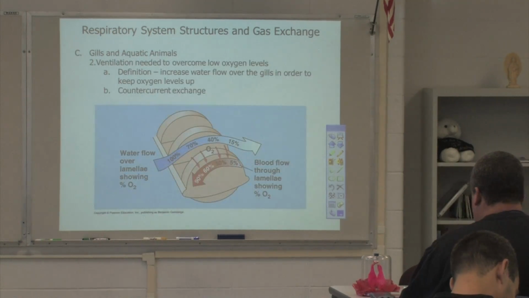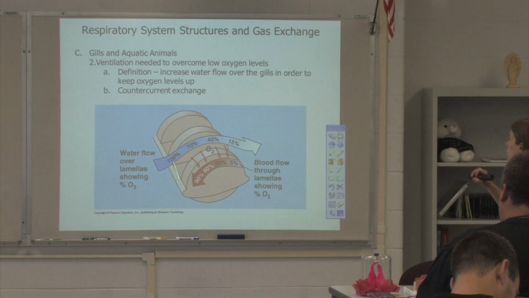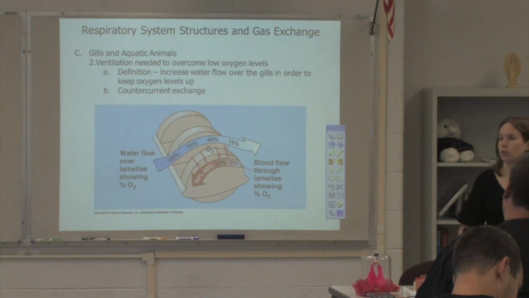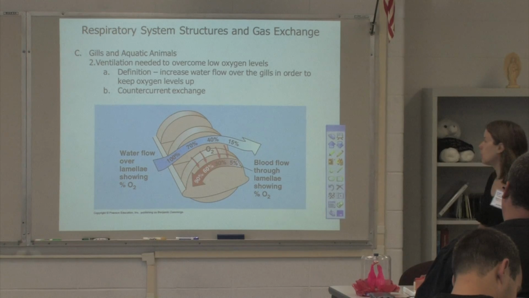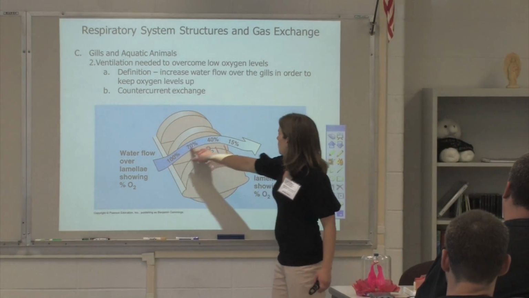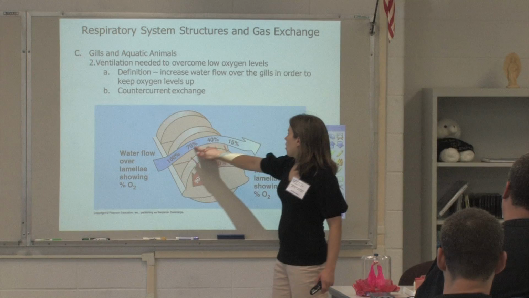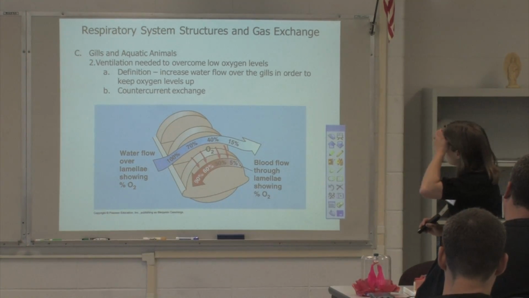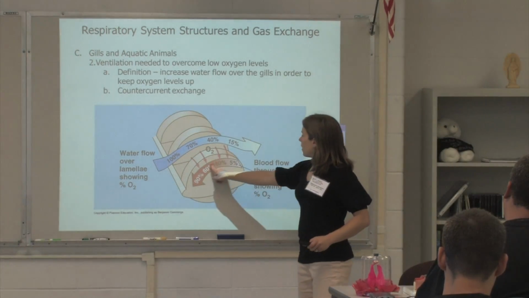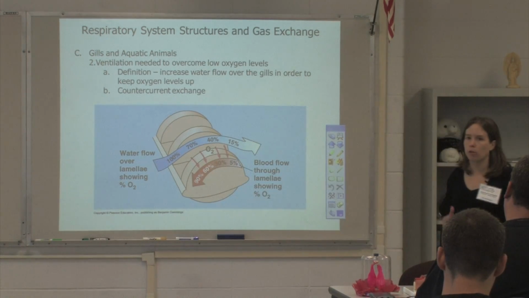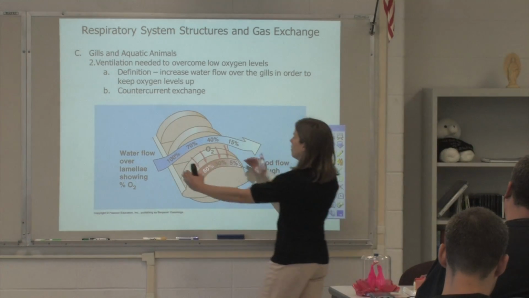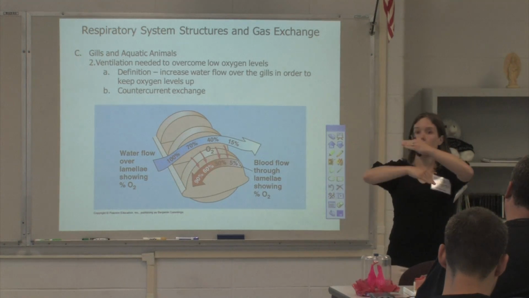Here is a figure that shows what countercurrent exchange is, and I'm going to walk you through what it is and then why it's beneficial for maximizing gas diffusion. So there's two arrows here. The blue arrow is showing the direction of flow of water over the gill structure. The red arrow is showing the direction of blood flow through the gill structure in a capillary. Notice that they're going in opposite directions, countercurrent.